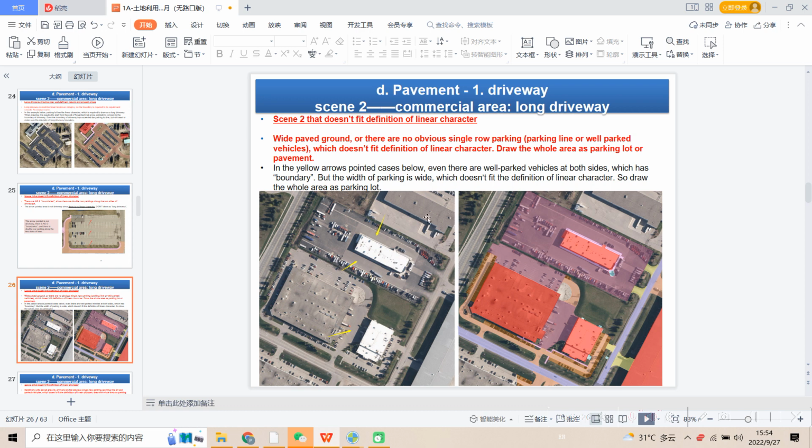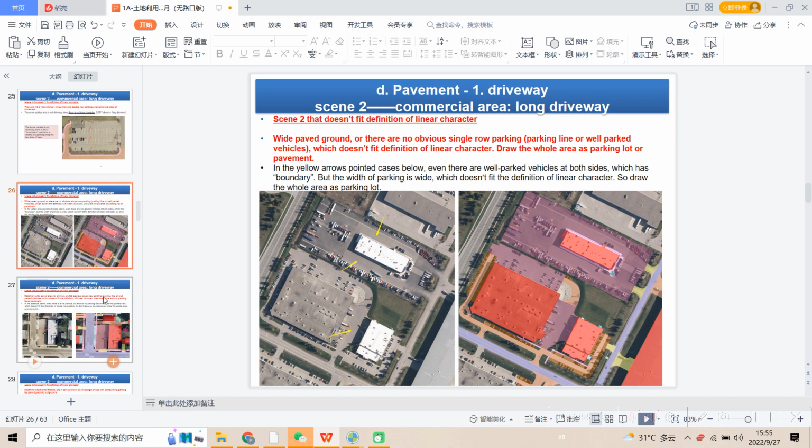And what we can see here is this area, right? Even though it seems like it fits the definition of the linear character, however, this doesn't actually, because it's not long enough. It's pretty wide. It's really wide, and even though it has a boundary, this is too wide, which doesn't fit the definition of linear character. So we need to draw the whole area as parking lot.